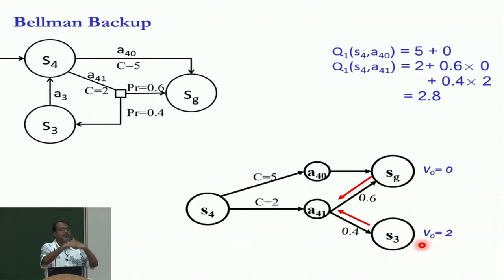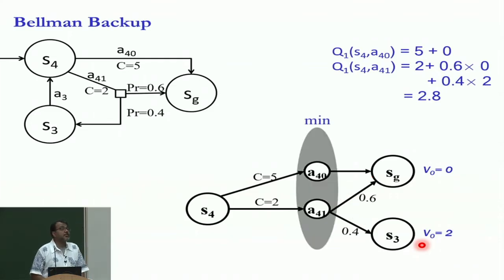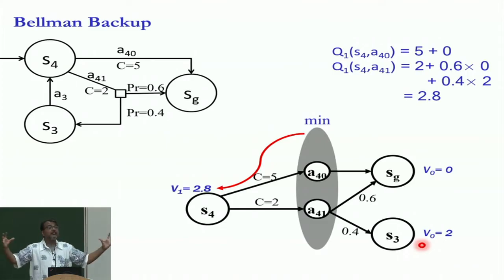When I repeat this many times, it will finally converge. So, now I know that currently, based on my current information, A40 looks like cost 5, A41 looks like cost 2.8, expected cost 2.8. So, I will take a min over the two actions that I am given. That gives me the greedy action as A41. We call it the greedy action because at the current state of the value function, this is the best action I know.